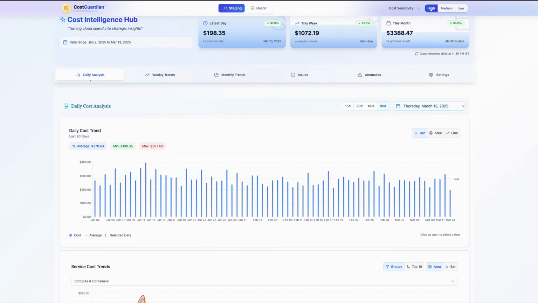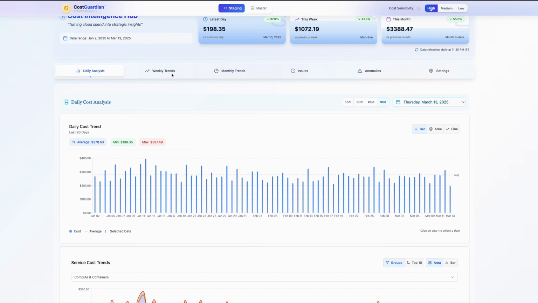Now coming to the next part, where you can see a set of different services and features that we have built. We have daily analysis, weekly trend, monthly trend, and some other features that we will be covering in this demo. I will just give you a walkthrough of the weekly trend.